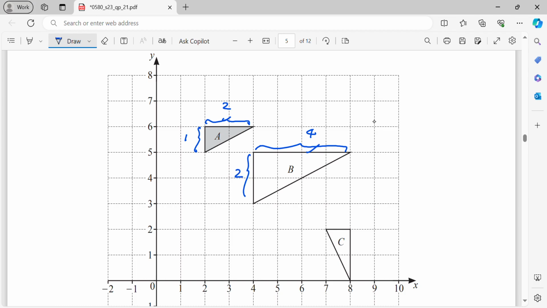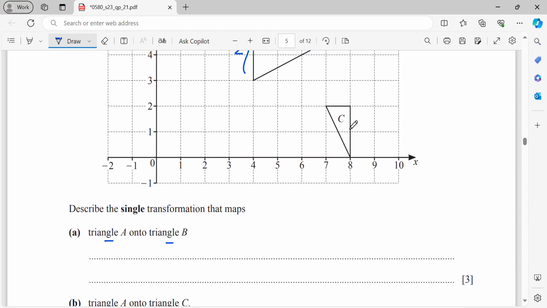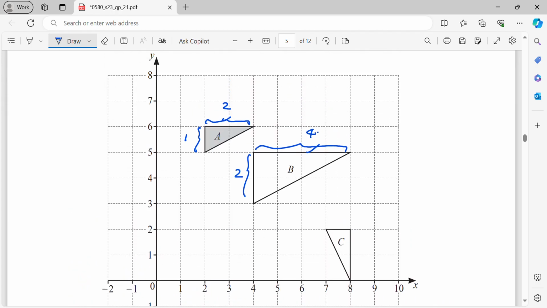That means this is enlargement of scale factor 2, because 4 divided by 2 is 2. And now I need to find out where is the center of the enlargement. Okay, so first of all, I will write down here first, enlargement at. So now to find the center of the enlargement, very simple, just join the corresponding points.